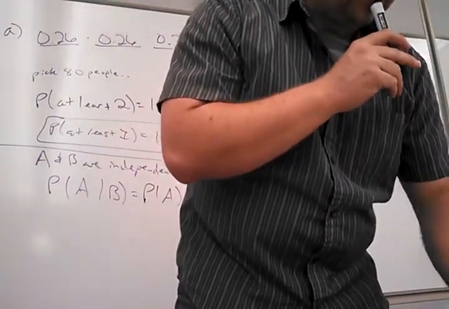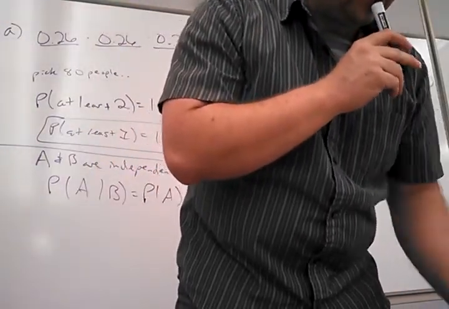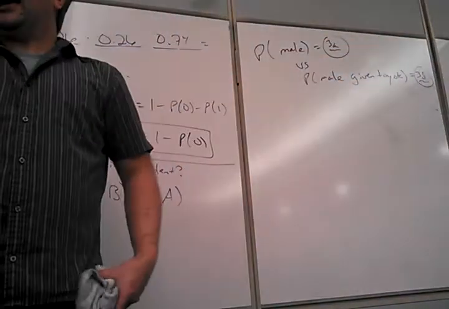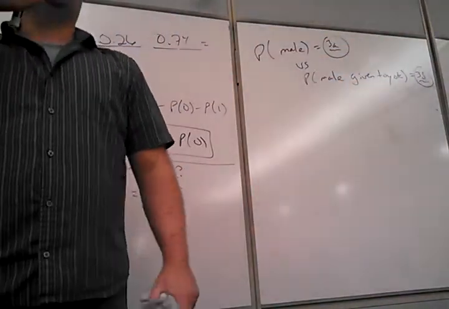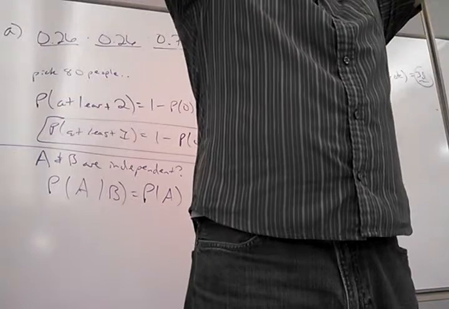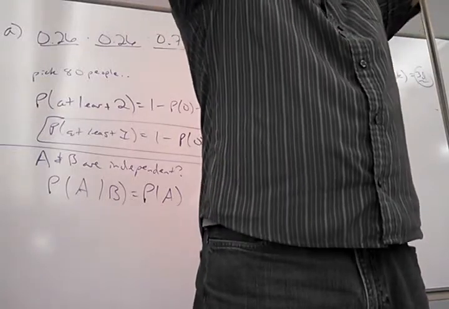If these two numbers are the same, what does that mean? These two things are independent. Because if I tell you that they're a Toyota owner, the probability that they're a man does not change. They're independent. They didn't affect each other. Does that make sense on some level? Just in English, does that make sense?